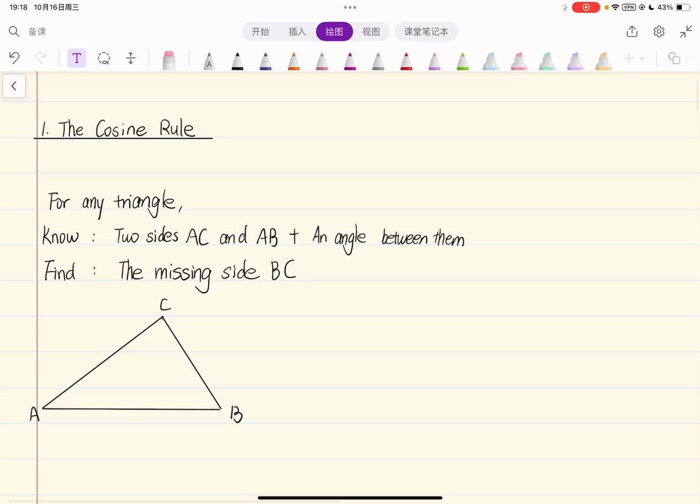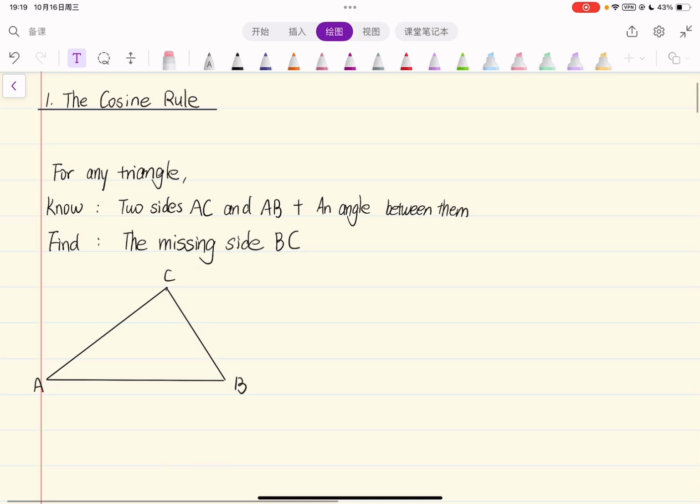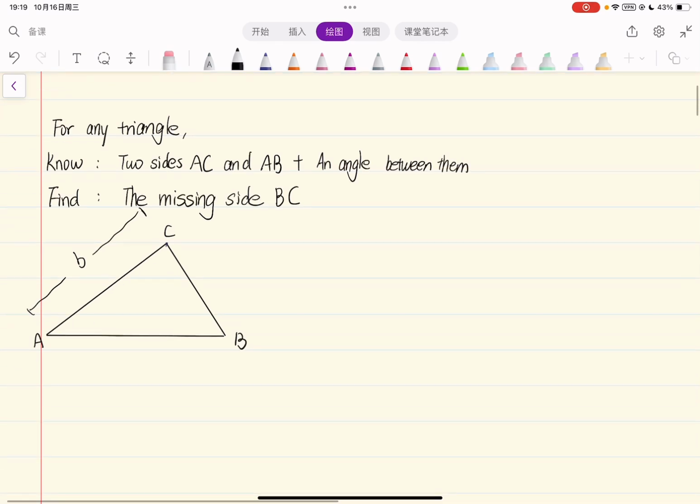For any triangle, if we know two sides AC and AB and also the angle between them, we want to find the missing side BC. How do we do that? For our convenience, I will say the length AC is small b, and the length AB is small c, and BC is what we want to find. We call that small a.